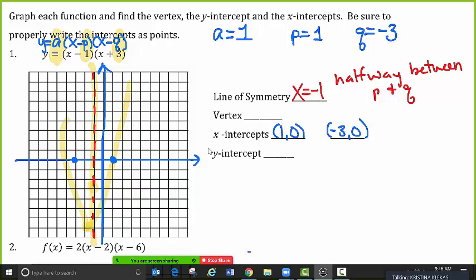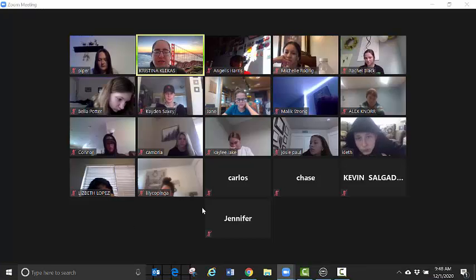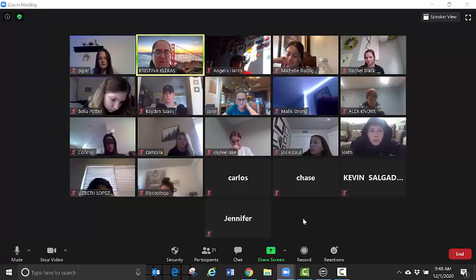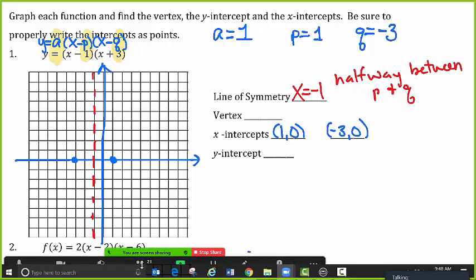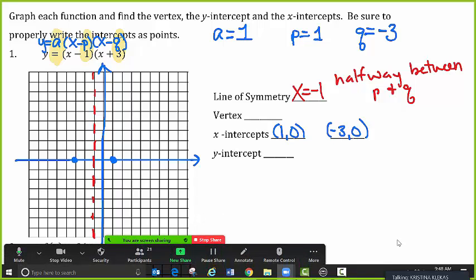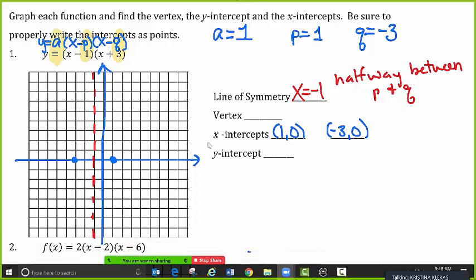Can somebody tell me why I'm assuming it opens up? Remember, it's the A value that tells us. It opens back up because it's a positive? Yeah, the A is positive. Thank you for letting me pick on you a little bit for that. Yeah, because guys, our A is positive. If our A is negative, it would face down like a frowny face. But A is positive, so it opens up.